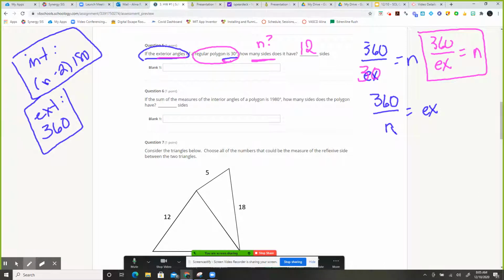Number 6, if the sum of the measures of the interior angles, I think n minus 2 times 180, when I translate that, I set that equal to 1980. How many sides does the polygon have? So if I know the total interior angle measure is this, how do I find the number of sides? How do I work backwards to find n?